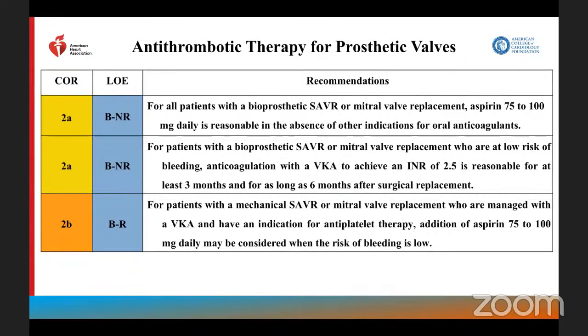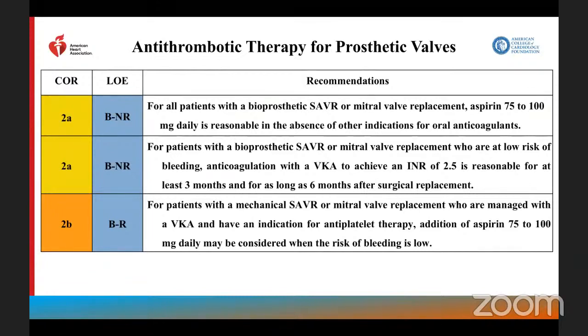For all patients with a bioprosthetic surgical AVR or mitral valve replacement, aspirin 75 to 100 milligrams daily is reasonable in the absence of other indications for oral anticoagulation as a class 2A. For patients with a bioprosthetic surgical AVR or mitral valve replacement who are at low risk of bleeding, anticoagulation with a vitamin K antagonist to achieve an INR of 2.5 is reasonable for at least 3 months, and for as long as 6 months after surgical replacement, it's a class 2A.